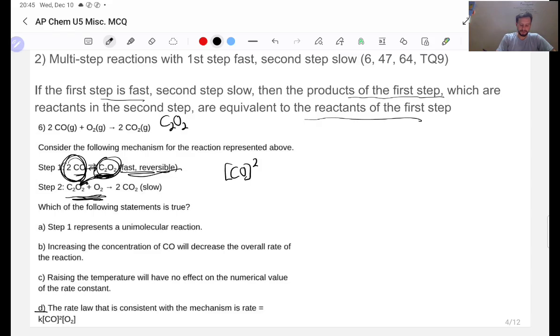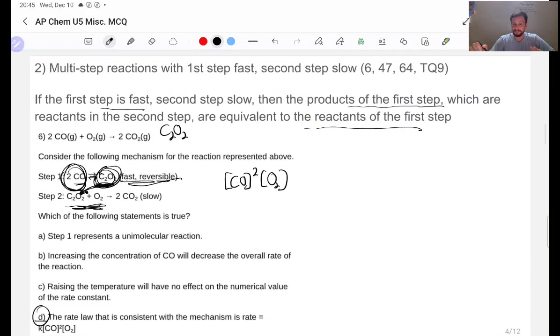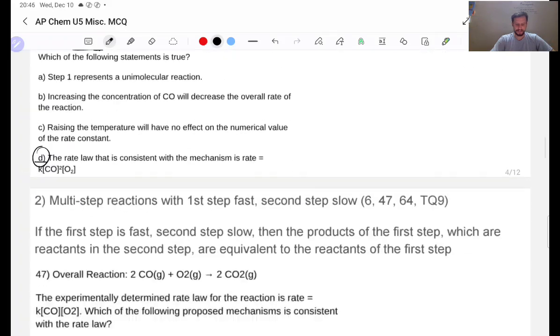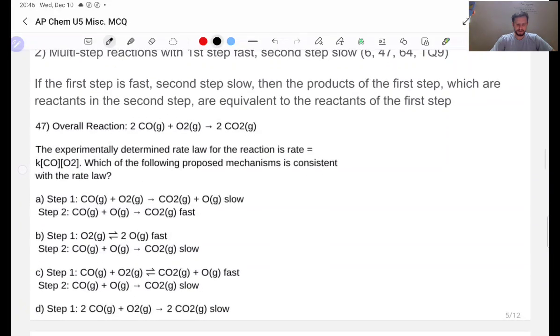So then instead of C2O2 times O2, it becomes CO squared times O2. So we just took the products from the first fast step that are reactants in the second step and said those are equivalent to the original reactants in the first step. And therefore D is actually correct. I think this is the most confusing one out of the 8 I'm going over. So here's another example.